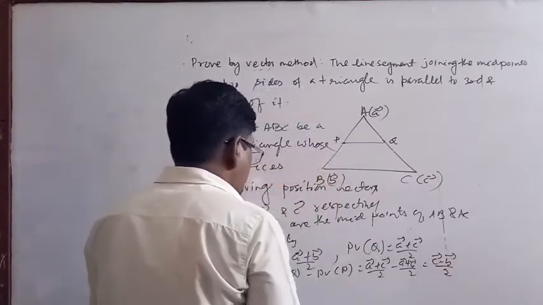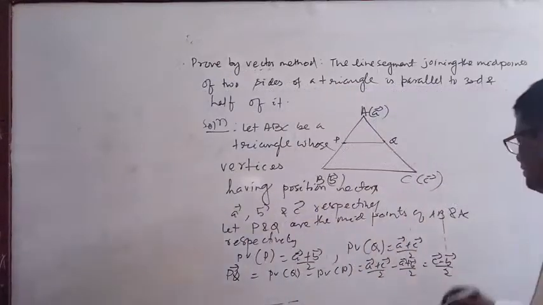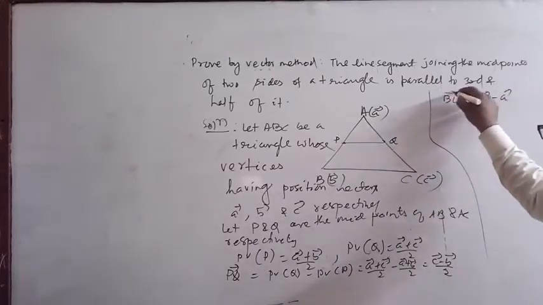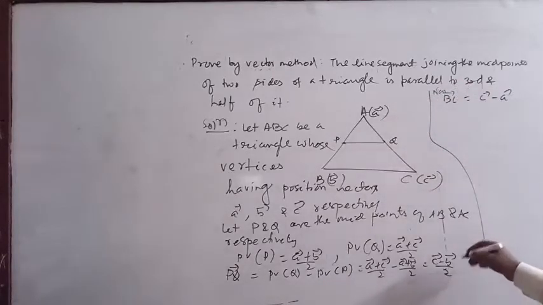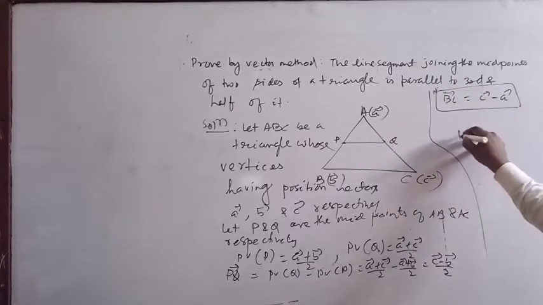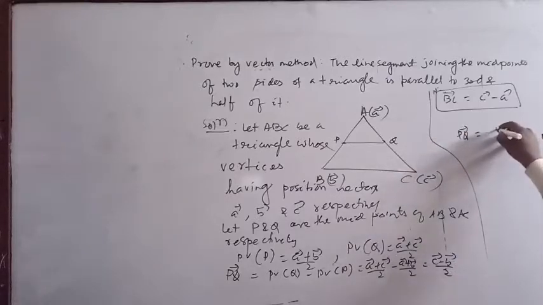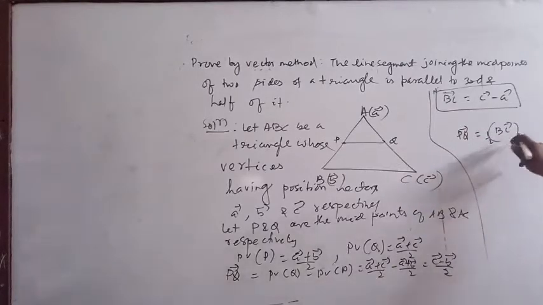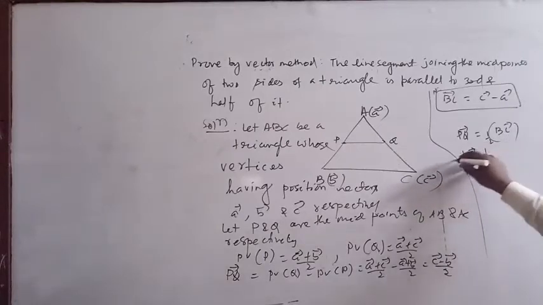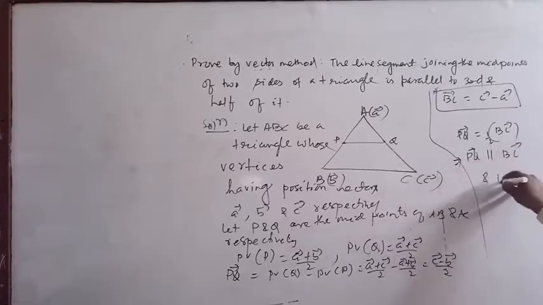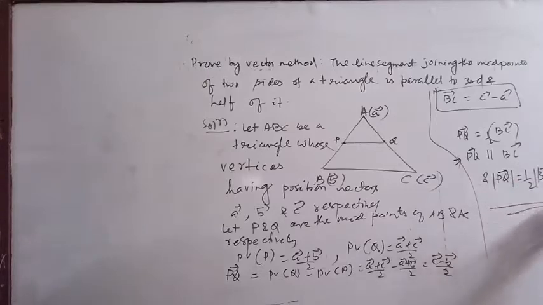Now, what is C minus B? BC vector is equal to C minus B. So PQ is equal to BC vector by 2, that is 1 by 2 of BC. PQ is equal to some constant times BC, therefore PQ vector is parallel to BC vector, and the magnitude of PQ is equal to half the magnitude of BC. This is the required proof.